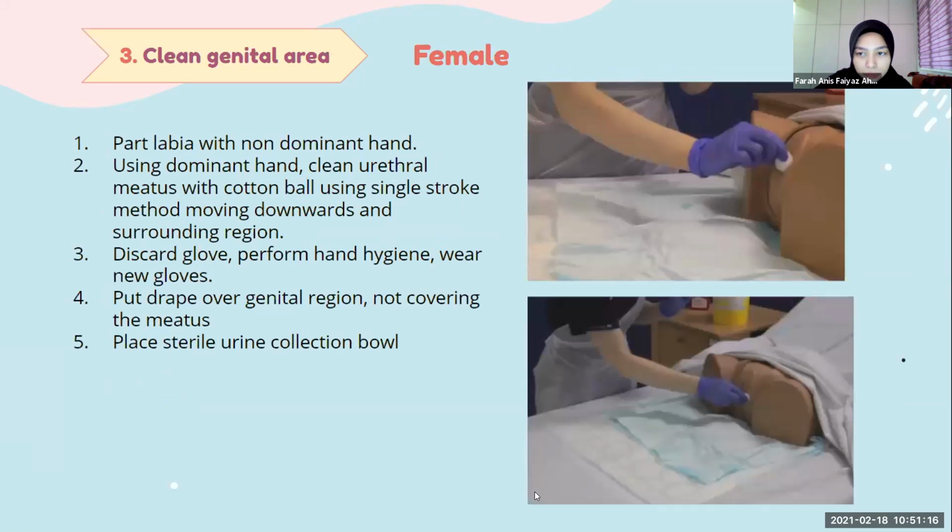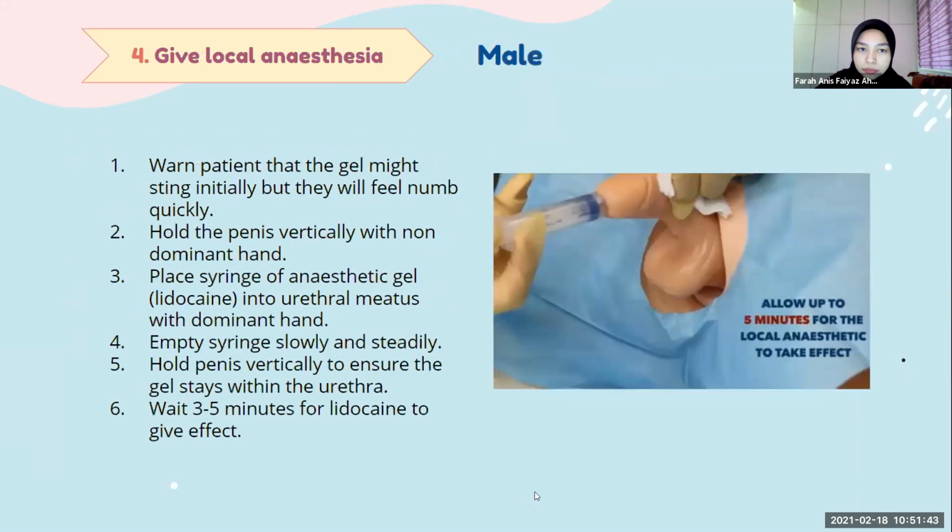And as for female, we need to part the labia with the non-dominant hand, and then using the dominant hand, we also clean the urethral meatus with a cotton ball, also using the single stroke method, moving downwards and surrounding the region. After that, we need to discard gloves, perform hand hygiene, and then wear new gloves. Put a drape over the genital region, not covering the meatus, and also place the sterile urine collection bowl.